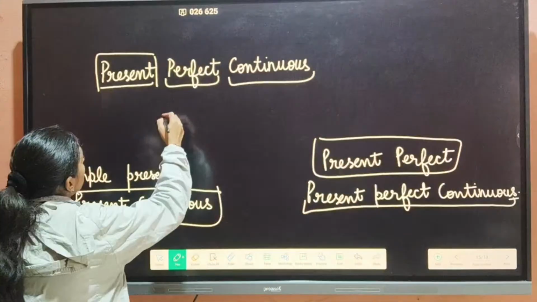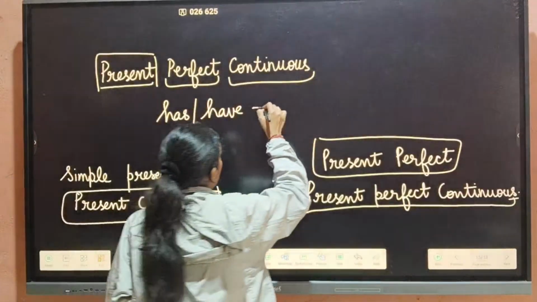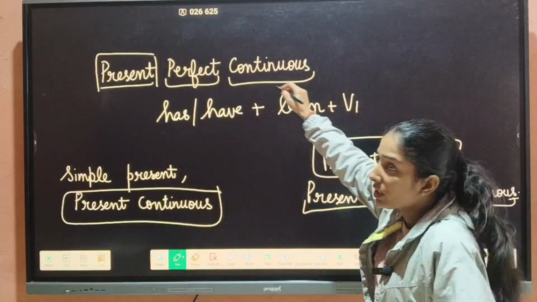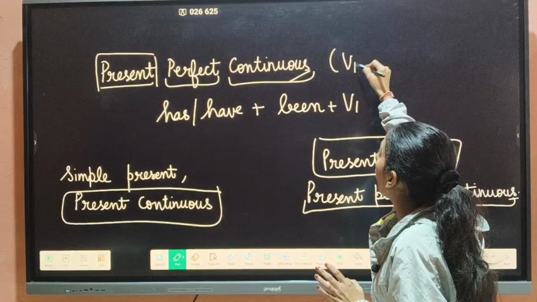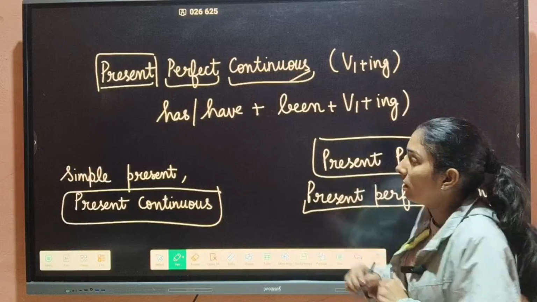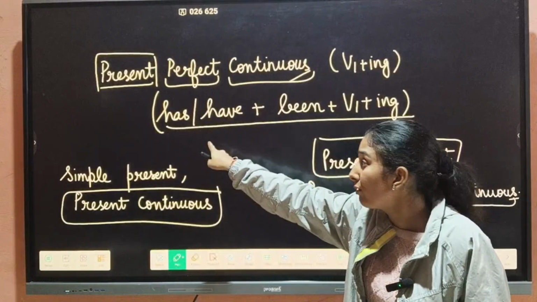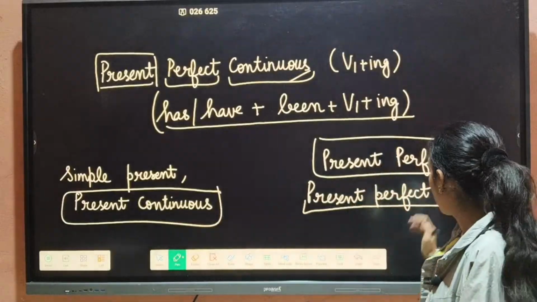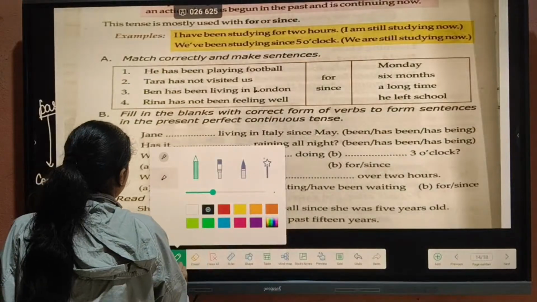continuous tense. What will be the structure? Has or have, helping verbs will be there, plus beta be, plus if it is a continuous tense, wherever you see continuous tense, one thing will be common, verb first form plus ing. So what will be the structure of this tense? Has or have plus be plus verb first form plus ing. Okay? So beta, now we will fill the exercise.